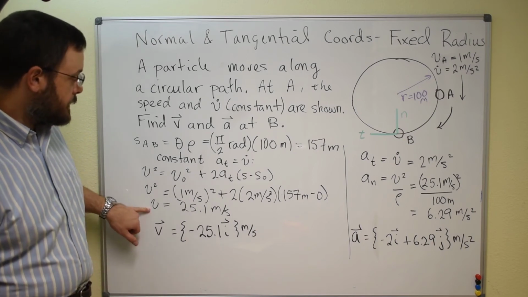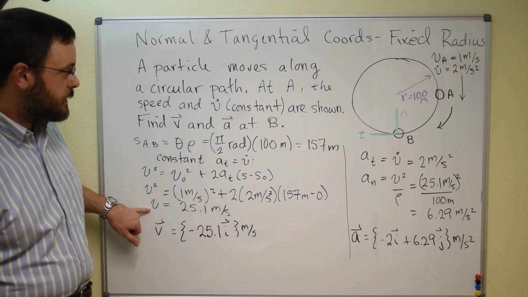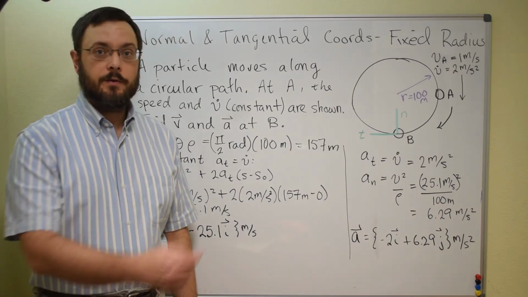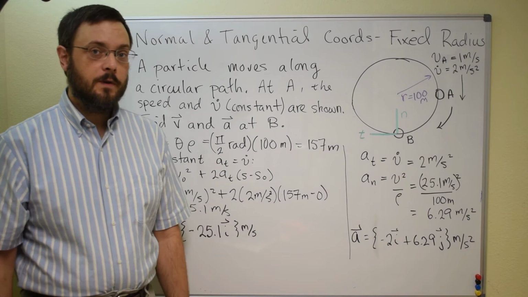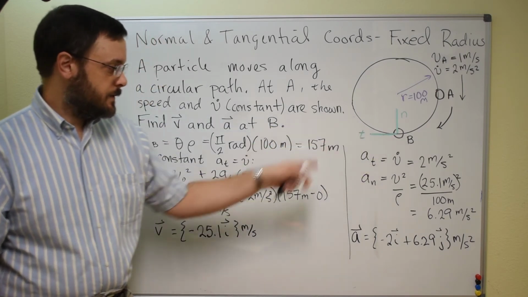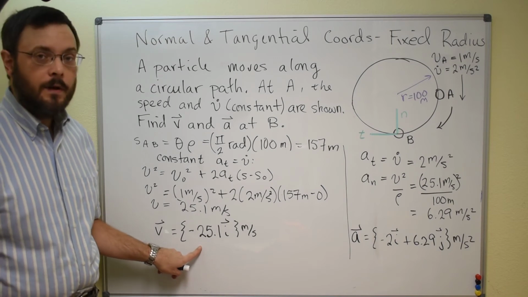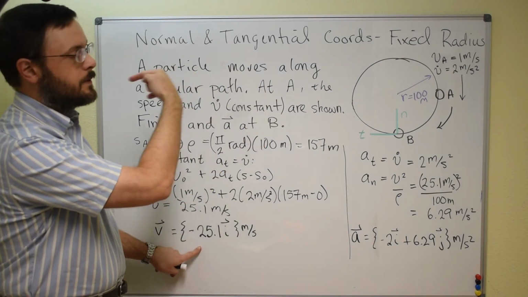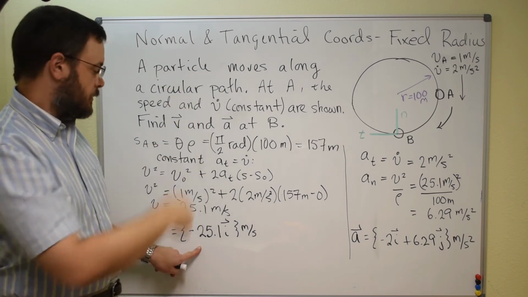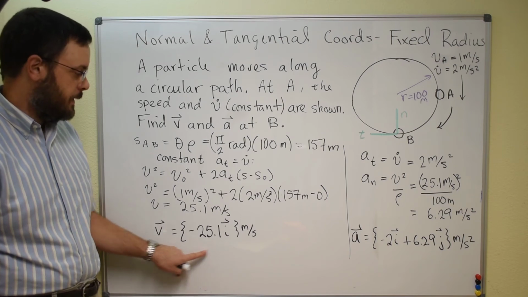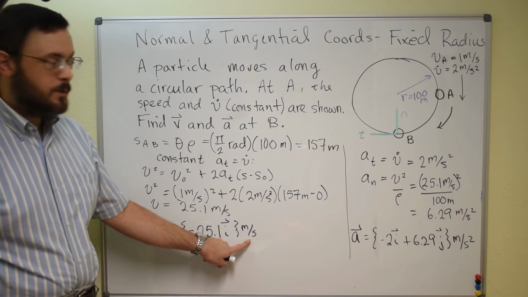So we get a velocity of 25 meters per second, and the velocity always goes in the tangential direction because the particle always has to be moving in the direction of the path. Since the tangential direction is going in this direction, that would be in the x direction or i direction, but it'll be towards the left, so it'll be a negative. So we get that the velocity is negative 25.1 i units of meters per second.